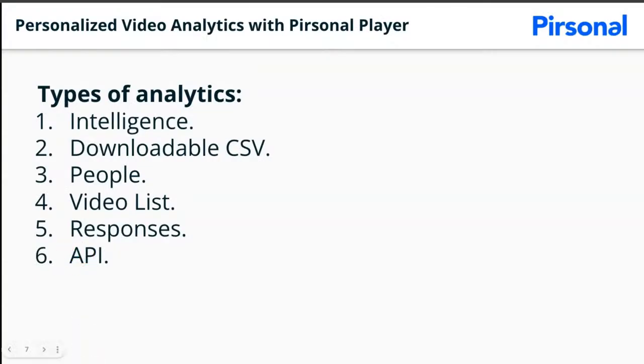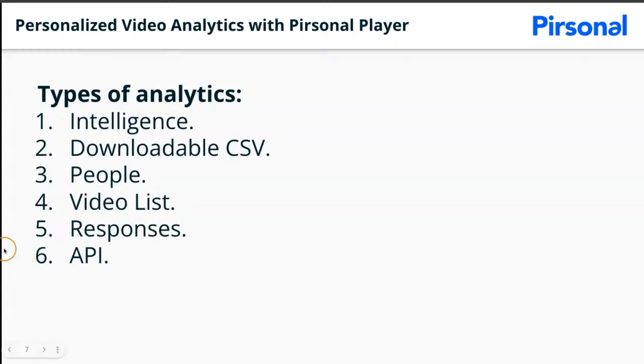Finally, API. Utilizing the Pirsonal API gives you loads of flexibility, because you gain instant access to all the information and beyond, empowering you to incorporate it seamlessly into any application or workflow. So it is quite good, actually.